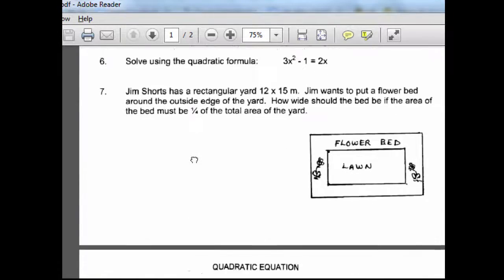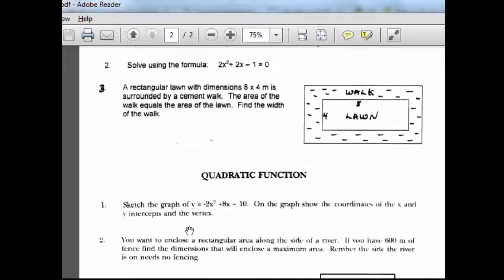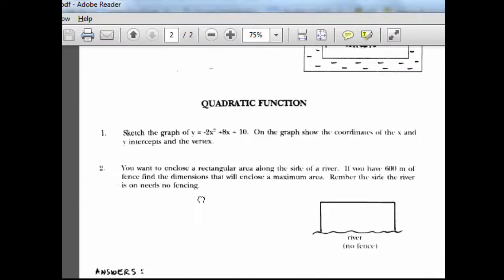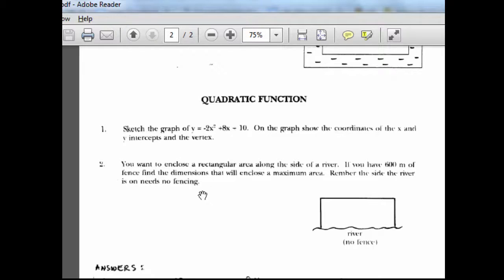Okay, so what else? You want to enclose a rectangular area along the side of a river. If you have 600 meters of fence, find the dimensions that will enclose a maximum area. Remember, the side on the river doesn't need any fencing. One of the key things I want to point out with this question is, as you read it, you recognize that you are dealing with a rectangular shape, and another key word is maximum area.